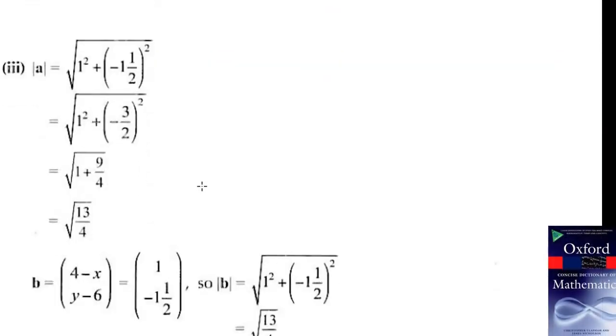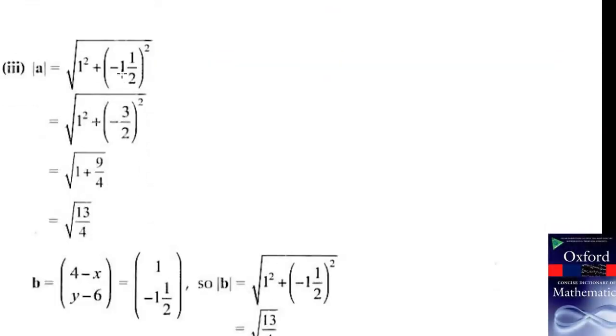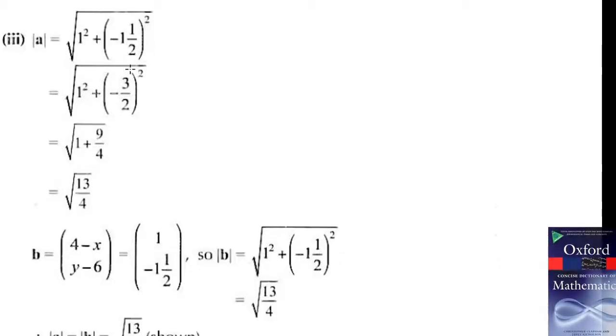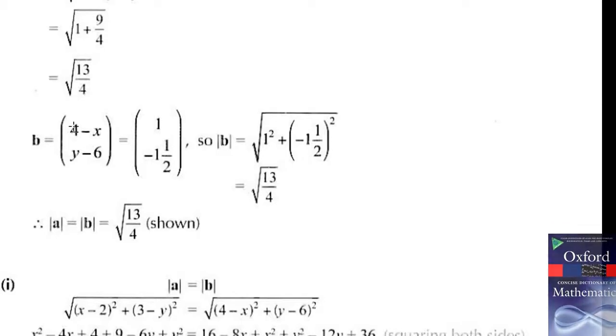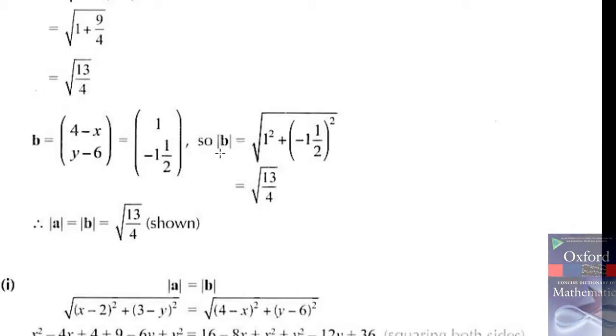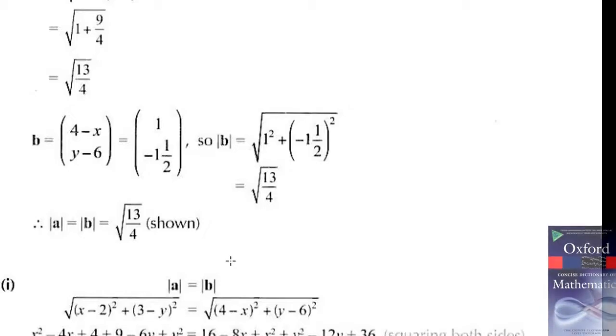In this way, now we can find the magnitude of vector A: 1 squared plus (minus 1 and 1/2) whole squared. So the answer is 1 plus 9/4, which is equal to 13/4, which is the required answer. Now similarly we find the vector B. For this purpose, we use the values of x and y found in the first part to find vector B without x and y. So we can easily find the magnitude of vector B: 1 squared plus (minus 1 and 1/2) whole squared. So the answer is square root of 13/4. Magnitude of A equals magnitude of B, square root of 13/4, shown.